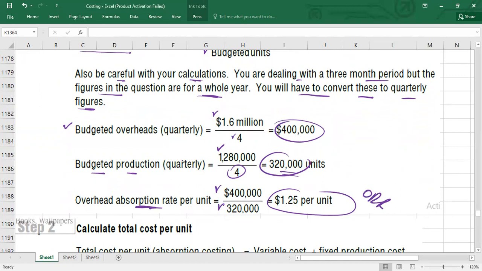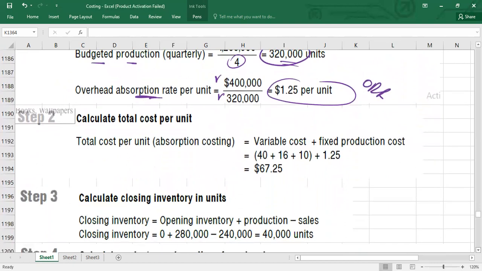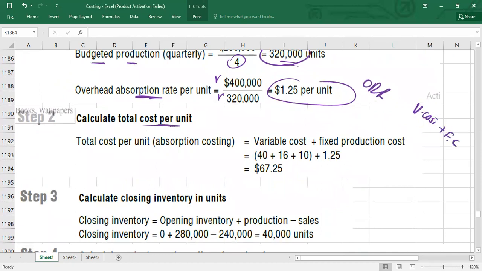Okay, now guys, what is the second step? We will calculate the total cost per unit. In total cost we have the variable cost of production plus the fixed cost of production. And the fixed cost per unit we have calculated as 1.25. This is per unit. And now you have to check the variable cost.